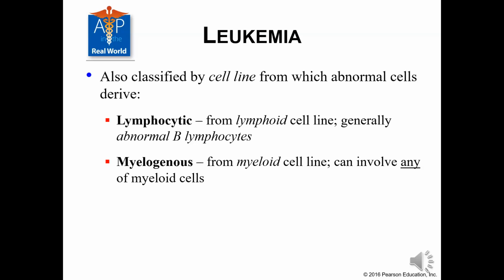Lymphocytic cells mainly differentiate from the lymphoid cell line. They're generally abnormal B lymphocytes. Myelogenous cell lines are from myeloid cell lines. Those can involve any of the myeloid cells, which can be your basophils, your eosinophils, or your neutrophils.